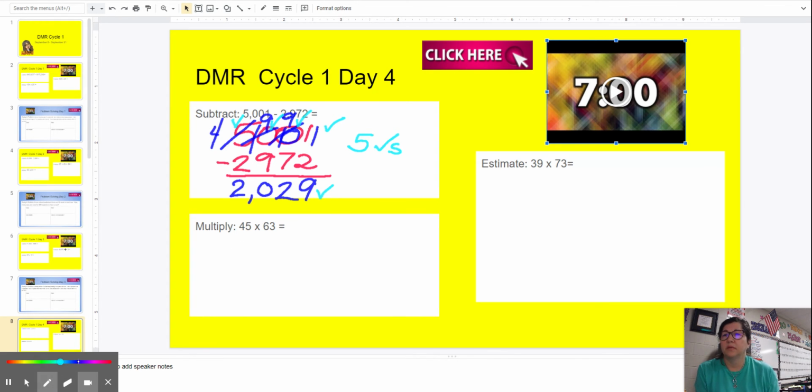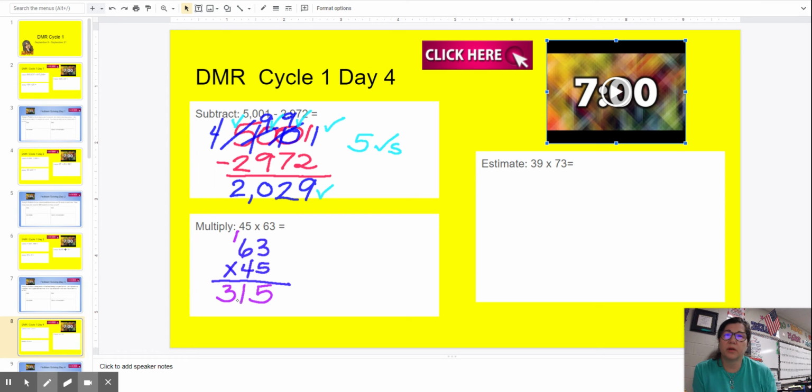Now we're going to go down, and we are going to multiply 45 times 63. Now, I don't know about you, but I like to multiply with 4s and 5s better than 6s and 3s. So I'm going to actually do 63 times 45. I'm going to start in my 1s. So 5 times 3 is 15. My 1 and my 5. 5 times 6 is 30, plus 1 is 31. So I get 31 right there.